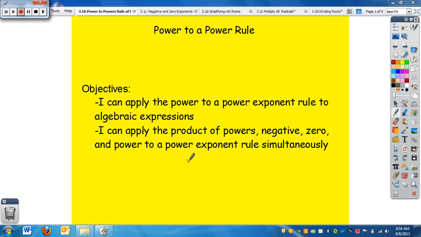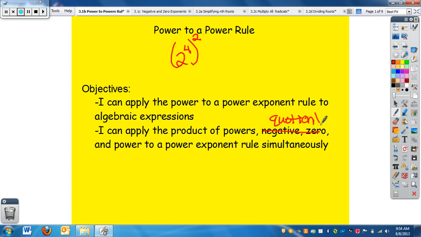In this video, we're going to learn the power to a power rule. This will be your third rule, kind of going off of the product of power and the quotient of power rule you already did. I know the names are very similar, but you really just examine power to a power means you're taking something to a power to another power, so two exponents. So you can apply the power to a power rule of exponents to algebraic expressions, and then you can apply the quotient of power and power to power rule simultaneously. So you can do three rules at once if needed.